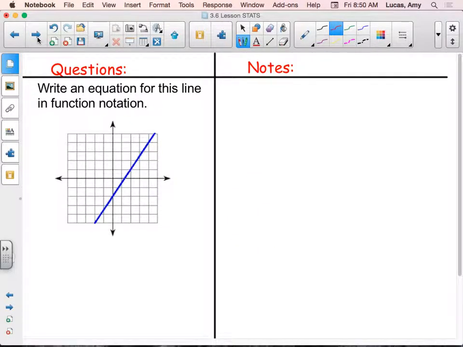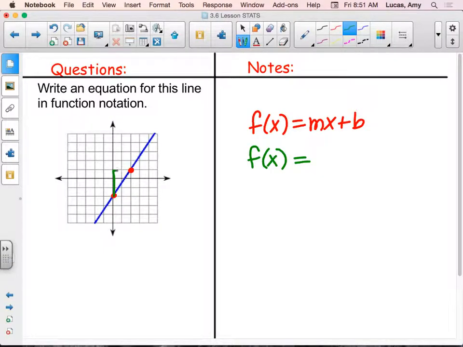The next one, we are going to have to put our points on the graph. So we're looking for spots where the line goes right through the corner of one of the squares on the grid. So I think this is a good spot, and this one. So f of x equals mx plus b. I need my slope. So starting at the point on the left, I rise 3, run 2. So up 3 over 2, x, and my intercept right here is at negative 2.